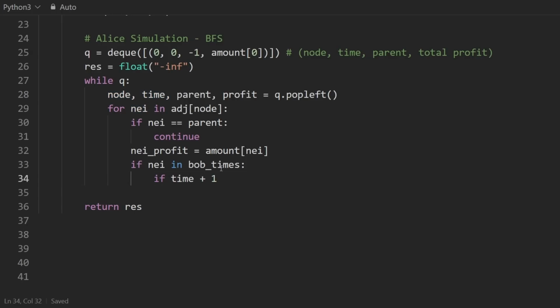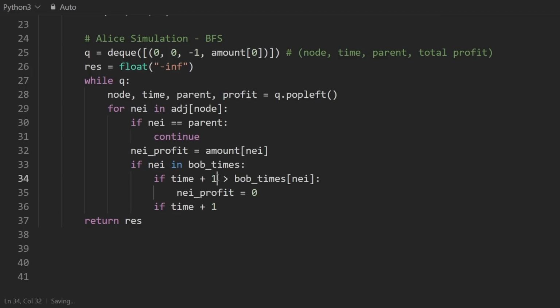Our current time to reach this node was this, so the time to reach the neighbor is going to be time plus 1. But maybe Bob's time was even less than that, meaning our time is greater than Bob times of this neighbor node. And if that's the case, then we have to take that net profit or neighbor profit and set it down to 0, because we won't be able to collect any of that. Bob reached it first.